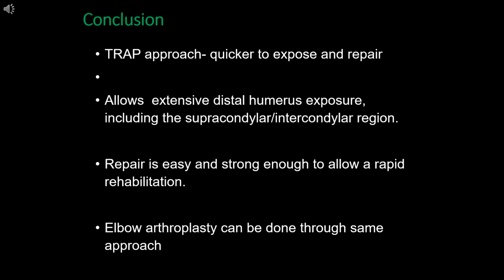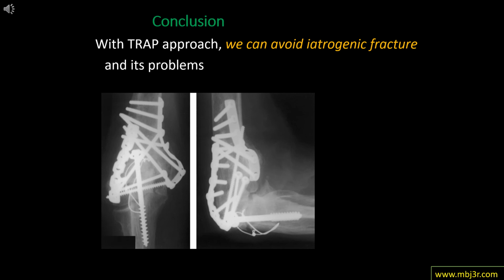The TRAP approach is quicker to expose and easier to repair. It allows extensive distal humerus exposure including the supracondylar and intercondylar area. Repair is easy and strong enough to allow rapid rehabilitation. Elbow arthroplasty can be done through the same approach. Most importantly, with the TRAP approach, we can avoid iatrogenic fracture and its problems, which are seen in more than 40% of patients with olecranon osteotomy.